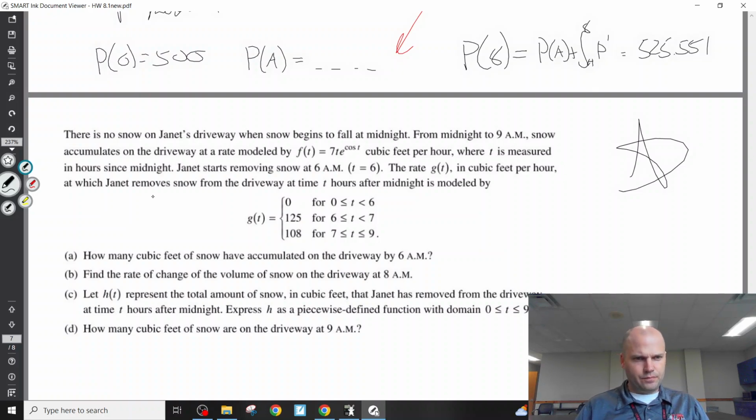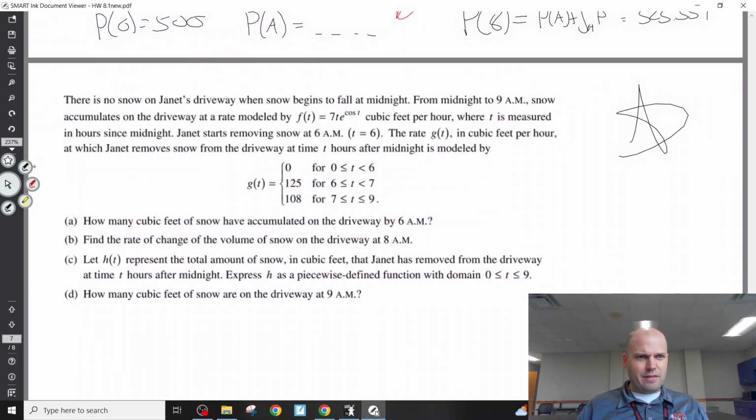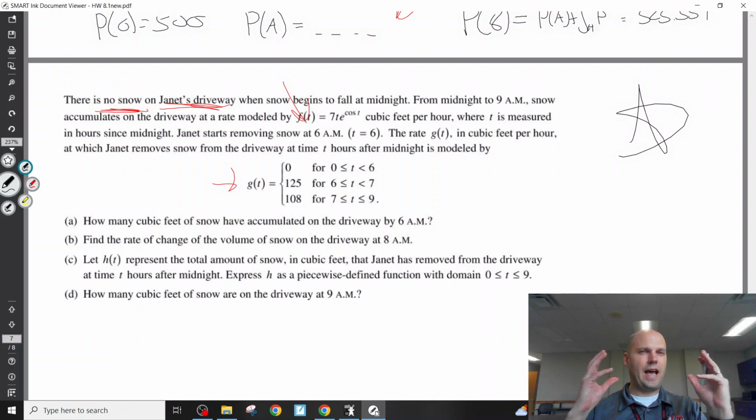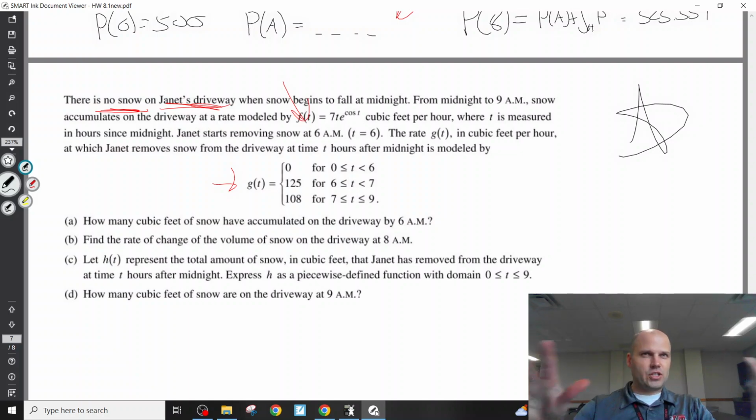Let's just start it off. I got a rate that snow is being added. I got a rate that snow is being removed. There's no snow on Janet's driveway, so we start with 0. It's not like the fish problem, where it's like, how many fish do we start with? Do I really know the population of fish, or I'm just told how many are entering, how many leaving? So I'm just finding the change of the fish versus finding the displacement of fish versus actual amounts of fish. This is not ambiguous. There's no snow to start the day. The initial amount is 0. This is P of 0 is 0.